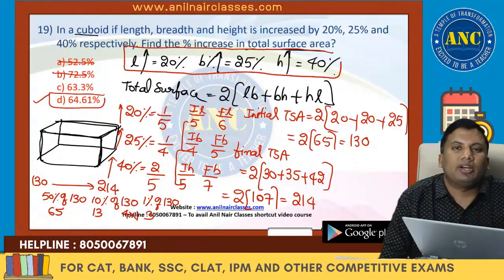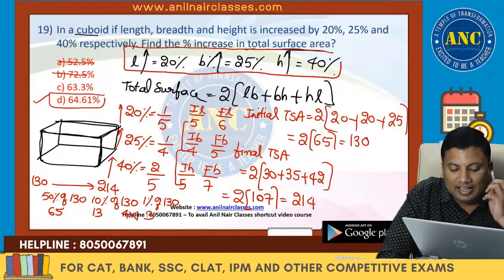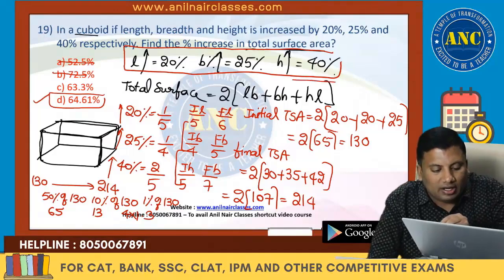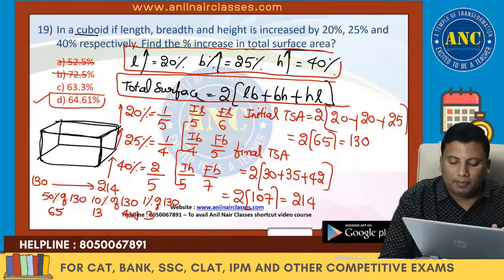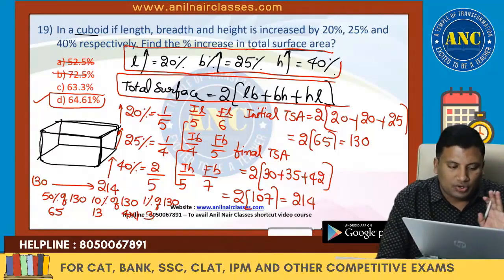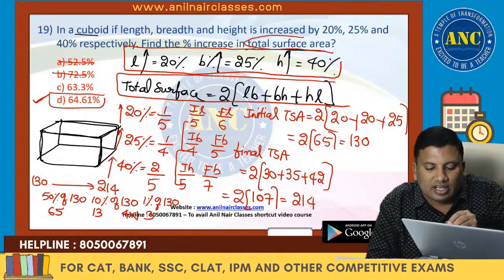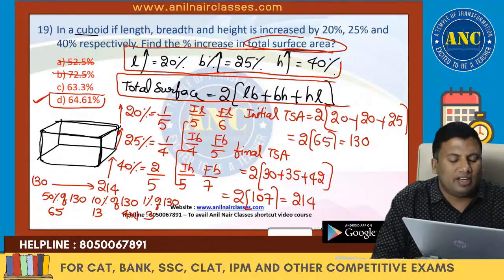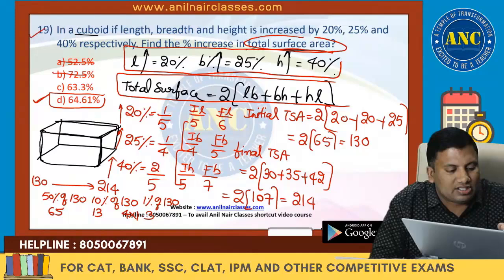Length is given by 20%, breadth by 25%, height by 40%. 5, 1 increase, 6. 4, 1 increase, 5. 5, 2 increase, 7. So use the formula: total surface area is 2 into LB plus BH plus HL. Use it, you will get the answer. Very easy question. The only thing you should know is the formula of total surface area, and anyway you know that the denominator is the initial value and the numerator is the change.